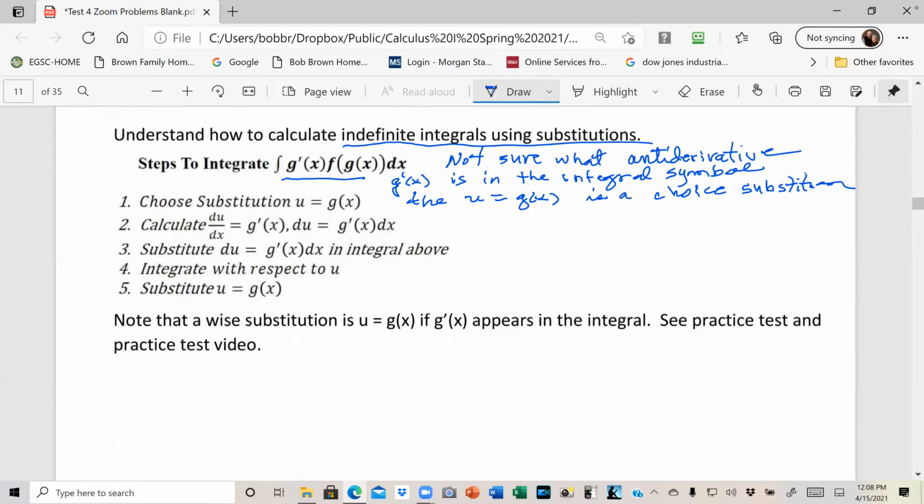Now, if you do use u equal g of x, then you'll calculate du dx equals g prime of x, and then cross multiply, and you get du equal g prime of x dx. Then substitute that in the integral above. And if you let u equal g of x, you'll be integrating the integral f of u du. And hopefully this f of u function will be simple to integrate.